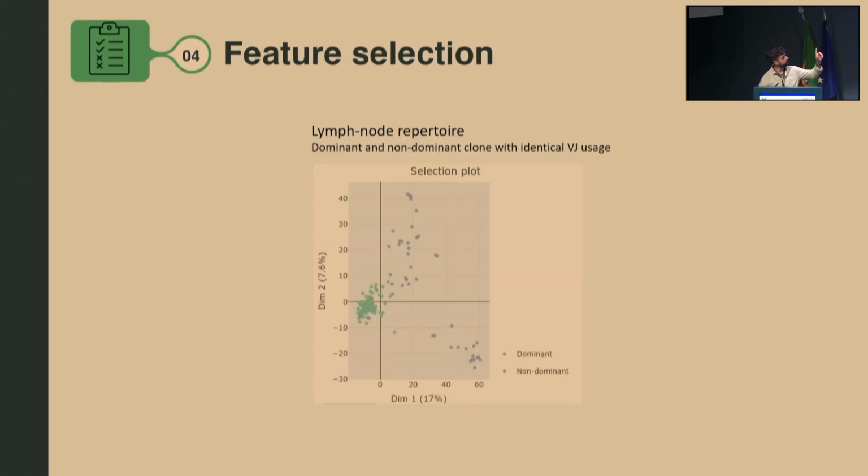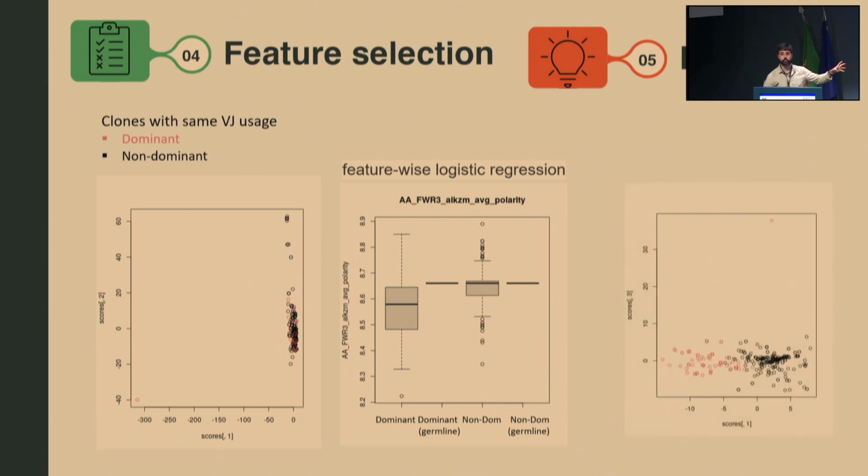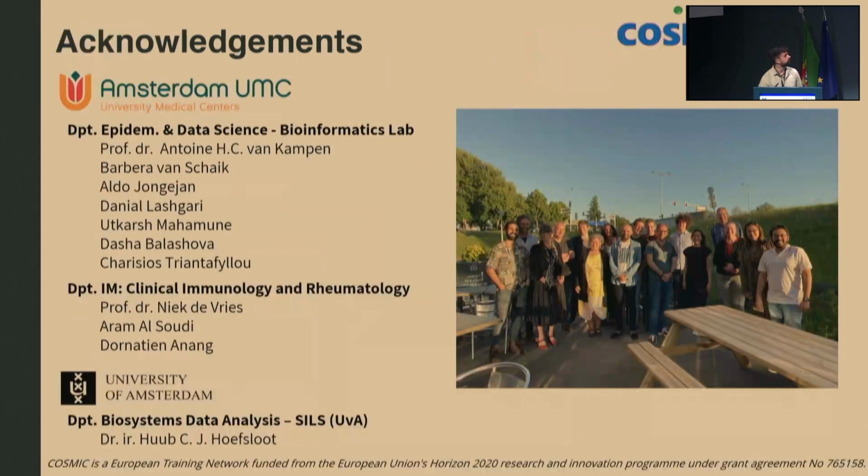Here you can see, for example, sequences with the same V and J usage, and you can see that they are different in dominant and non-dominant clones. So you can also know which features separate those. You can do feature-wise logistic regression to select these features, to separate between the groups that you are interested in, and as you can see, you really separate things. So it's a comfortable, easy-to-do thing, it's interactive, and it's a really good solution.